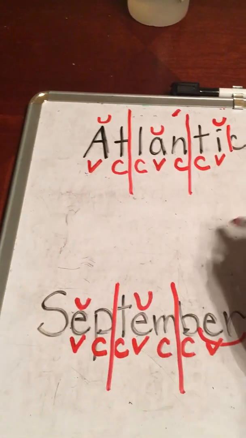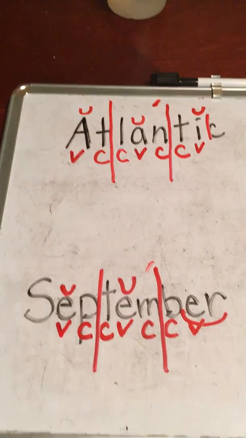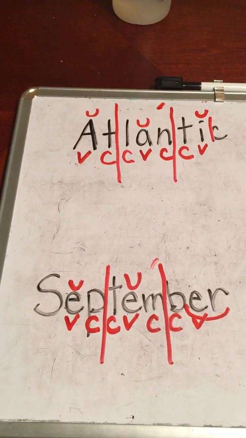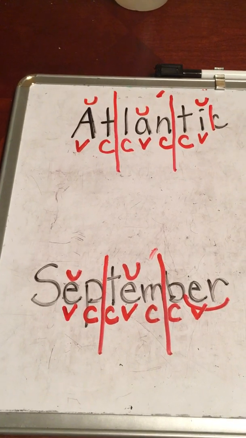Let's erase and move the accent to the middle syllable. September. My birthday is in September. That sounds better. That is where it should be.